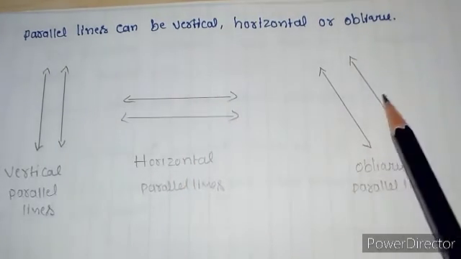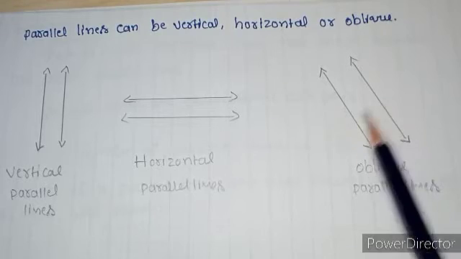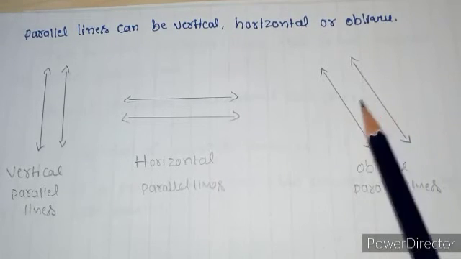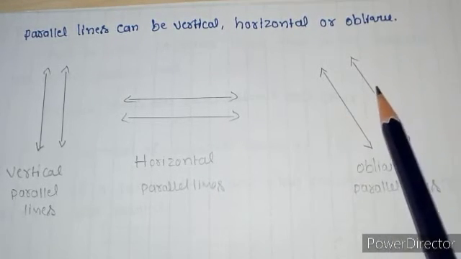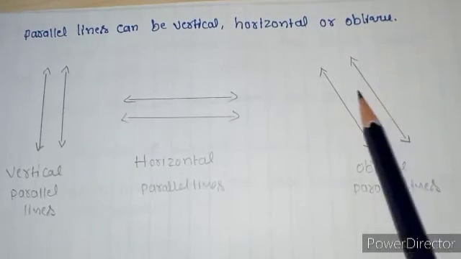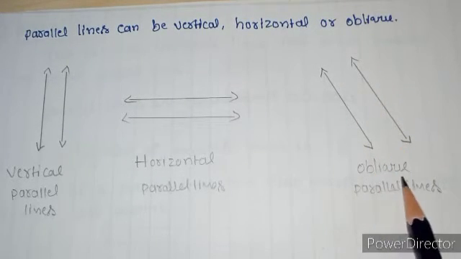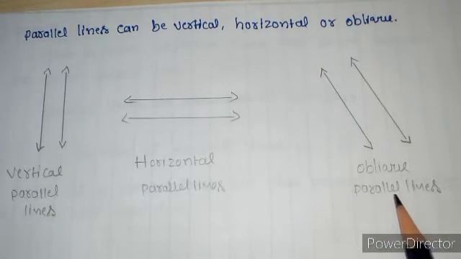So here two oblique lines are there, right? So these two oblique lines are parallel to each other. So these are oblique parallel lines. Parallel lines can be vertical, horizontal and oblique.